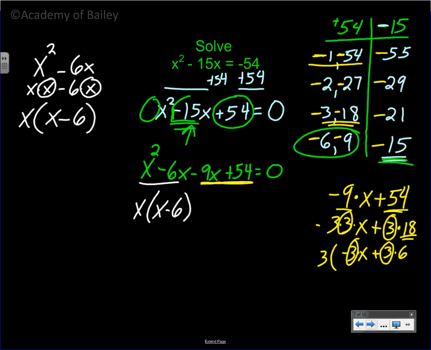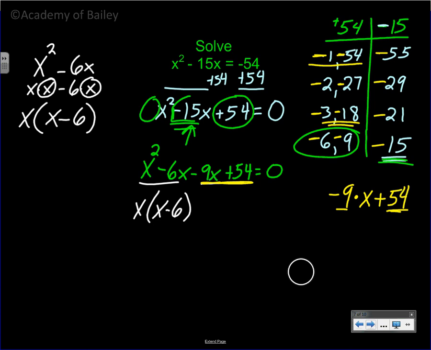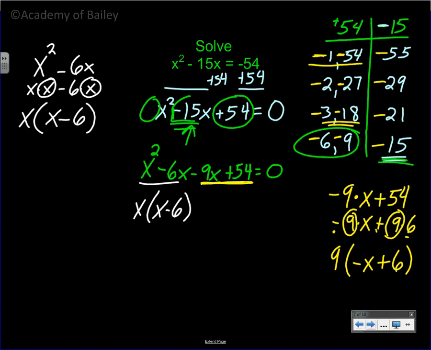So to save you the number of steps that you're doing here, you should always try and get out the largest number possible. The largest number possible in this case is 9, because 9 times 6 is 54. So we're going to pull out a 9. And when we pull out that 9, we're left with, don't forget your negative sign, negative x, positive 6.